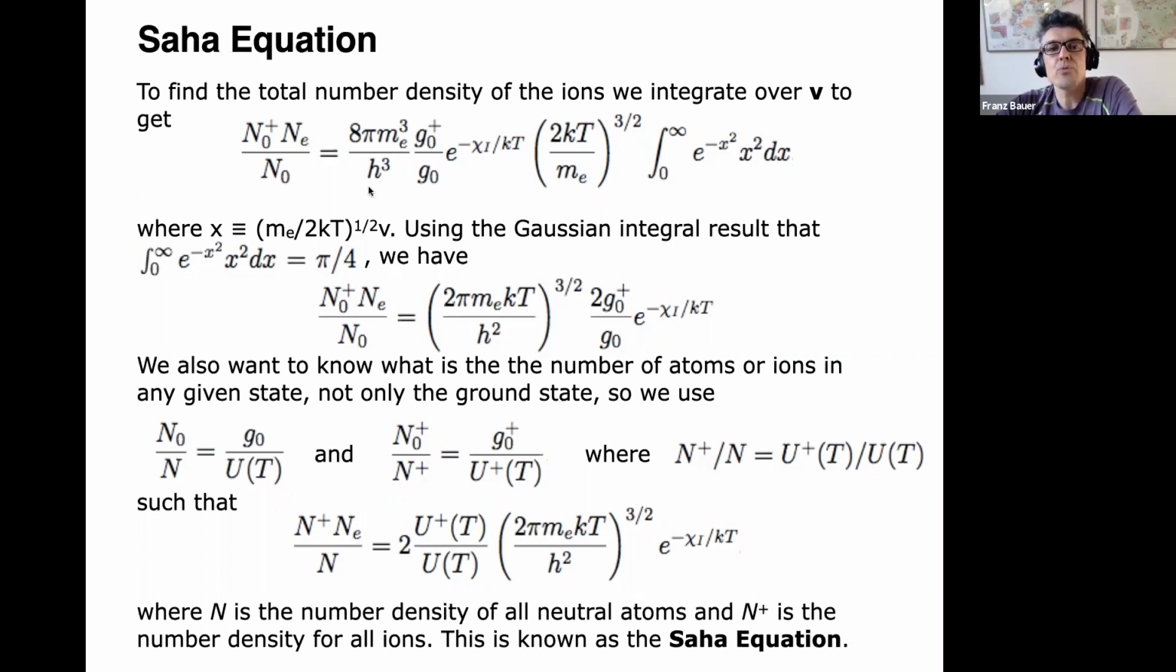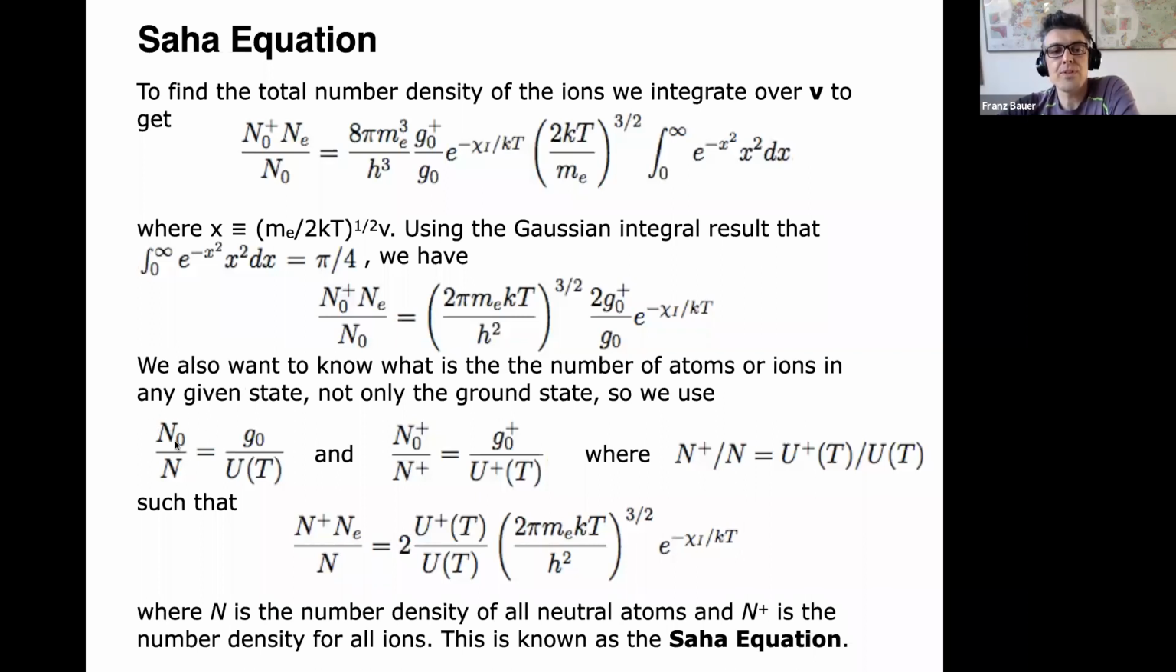And so we now have the ratio of the levels is dependent on the temperature to the 3 halves and some constants, the statistical weights, and the ionization potential relative to the temperature. And so for a given state that's in equilibrium, we can calculate what the ratio of these two levels are. If we wanted to know the number of ions or atoms in any given state, we could then use this.